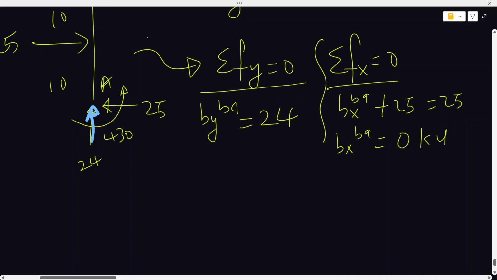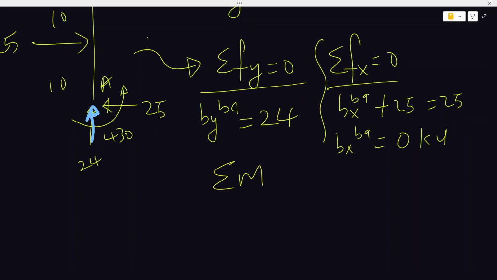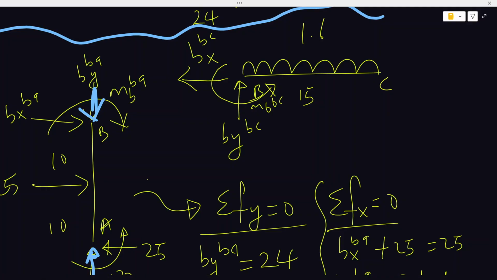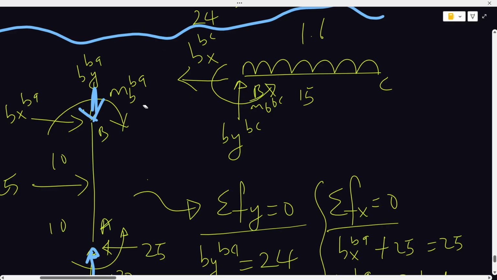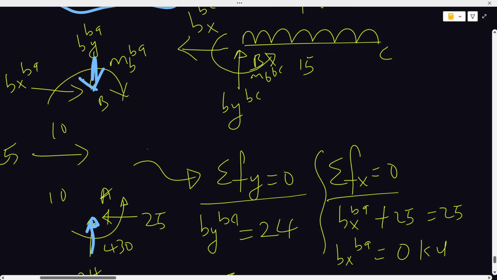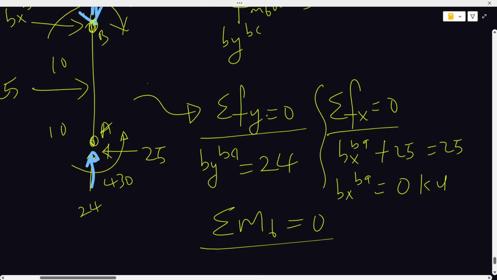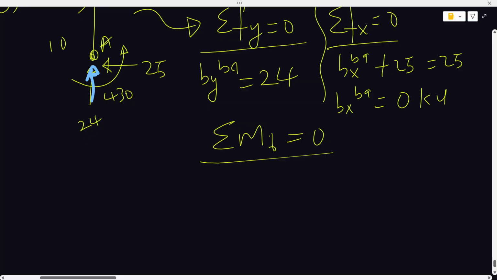And now the last equilibrium equation, summation of moments. When summation MB is equal to 0, we're finding moments at B. Or no, I'm sorry. Let's do summation MA is equal to 0. As long as this is member AB, we can either find moments at point A or at point B. But I always go with finding moment at A. It makes it easier for me.